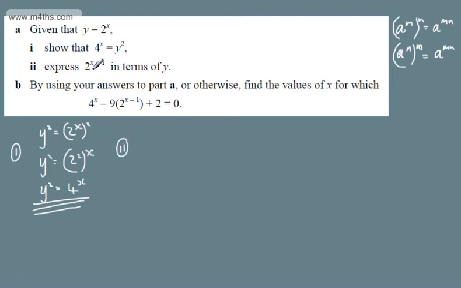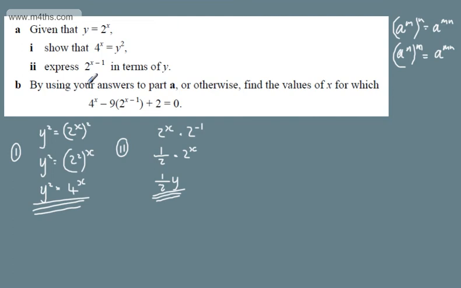We need to express 2 to the x minus 1 in terms of y. What I'm going to do is split this up. We've got 2 to the x multiplied by 2 to the power of minus 1. If the bases are the same and we're multiplying, we add the powers. We know that 2 to the minus 1 is 1 half, so we've got 1 half multiplied by 2 to the x. In the first part, we're told that y is equal to 2 to the x, so we can write this as 1 half multiplied by y, or just simply 1 half y. If you like, you could write that as y over 2.